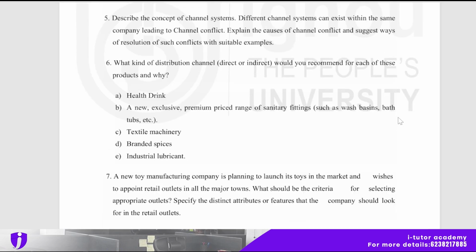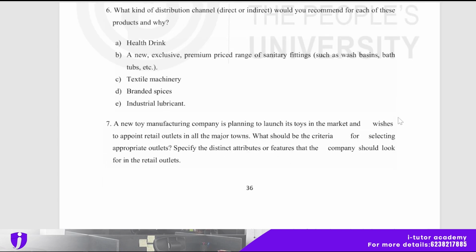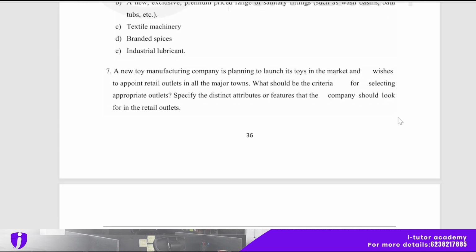Describe the concept of channel system. Different channel systems can exist within the same company, leading to channel conflict. Explain the causes of channel conflict and suggest ways of resolution of such a conflict with a suitable example. What kind of distribution channel, direct or indirect, would you recommend for each of these products and why? A new toy manufacturing company is planning to launch its toy in the market and wishes to appoint retail outlets in all the major towns. What should be the criteria for selecting appropriate outlets, and specify the distinct attributes or features that the company should look for in the retail outlet?